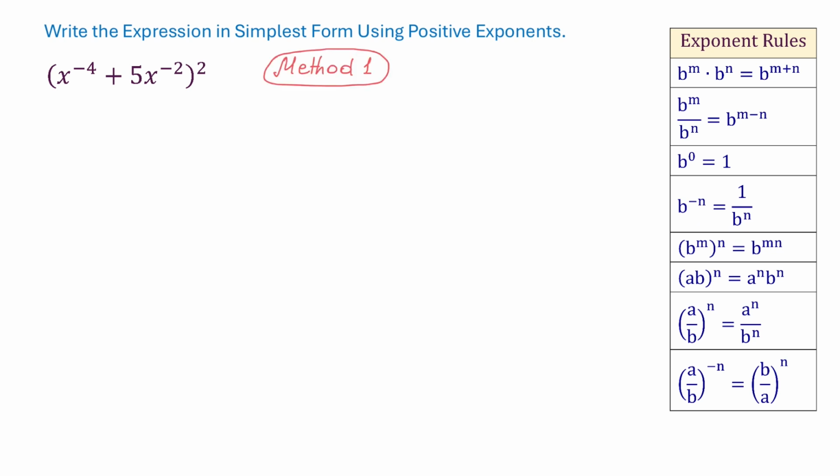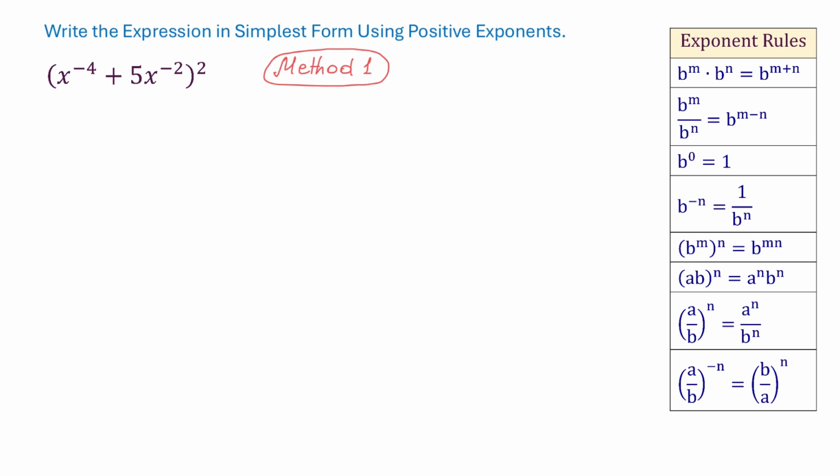First, notice that inside the parentheses we have a sum, and we cannot raise each term to the second power. By looking at the exponent rules, we see that if we have a product or a quotient, then we can take each number and raise to the outside exponent. But if we have a sum, we cannot do that.